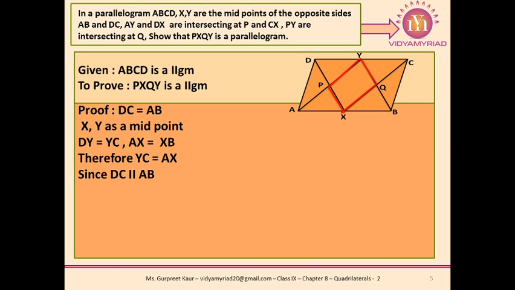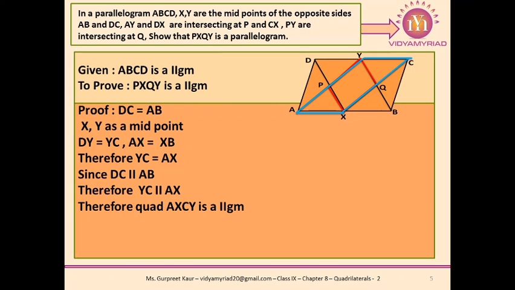So I am taking one part. When DC is parallel to AB, YC will be parallel to AX, and thus I can say that AXCY is a parallelogram. Similarly, when you take the other sides DY and XB, that also will become a parallelogram with the same method. So let's proceed further.